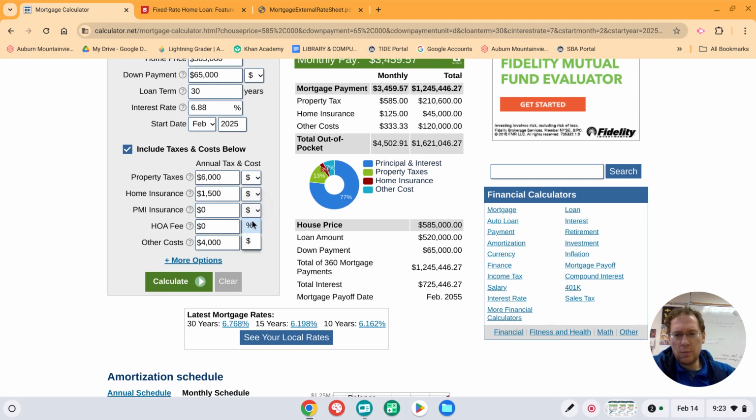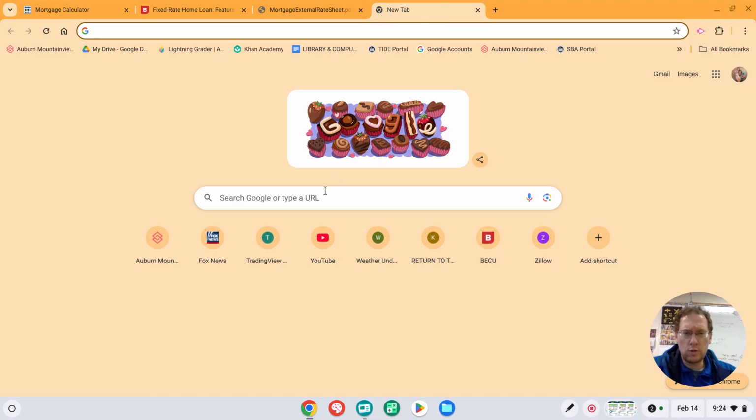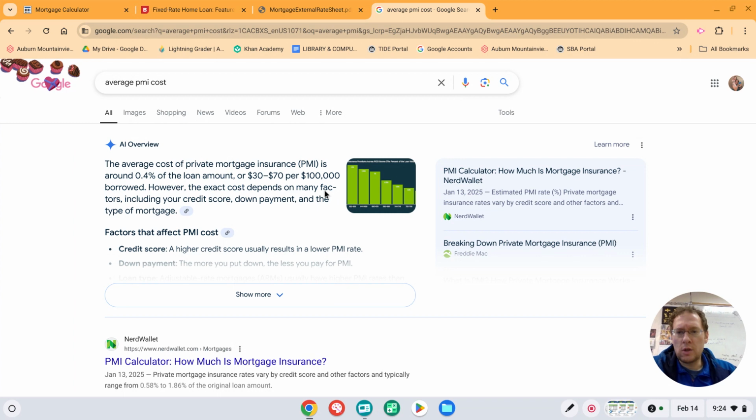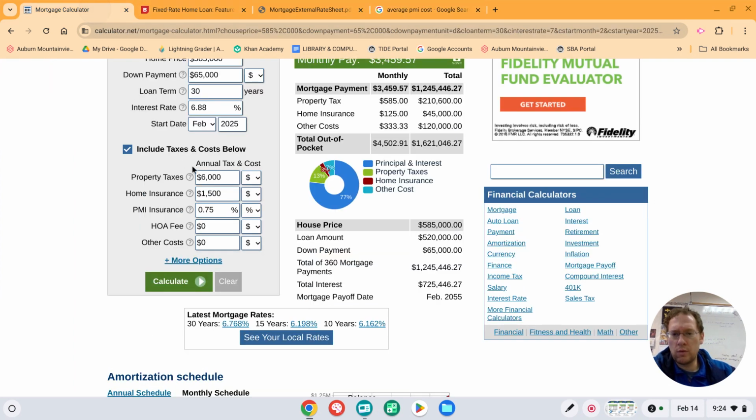PMI insurance, I think mortgage insurance is about, I could be wrong, I think it's 0.75. And homeowners association fee, I don't know if we have those. Other costs, we're not going to do those. I think that's what they're thinking, maintenance costs and whatnot. We're not going to do that one. Mortgage insurance, so let me make sure that I get that right. Average PMI cost, it's 0.4%. Okay, I was off. So not 0.75, 0.4.